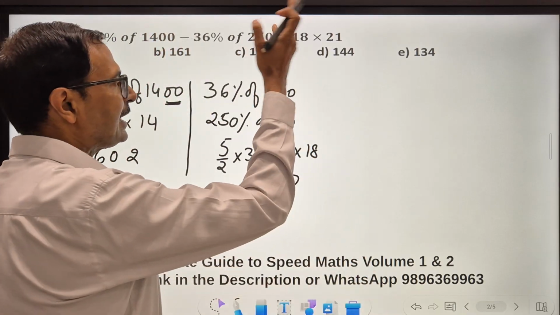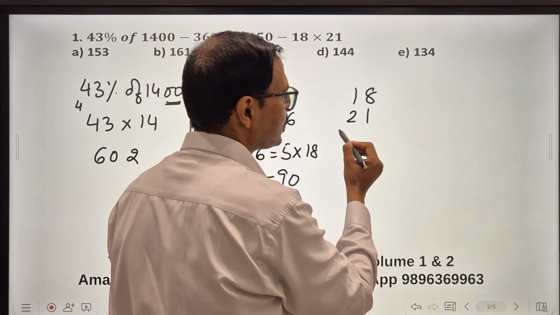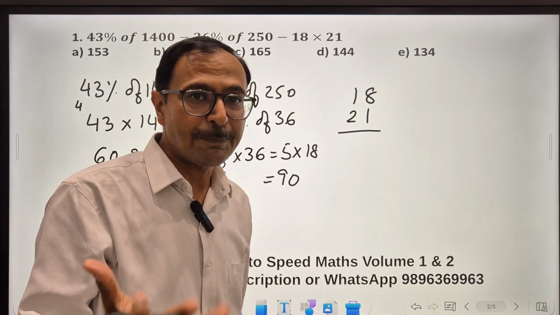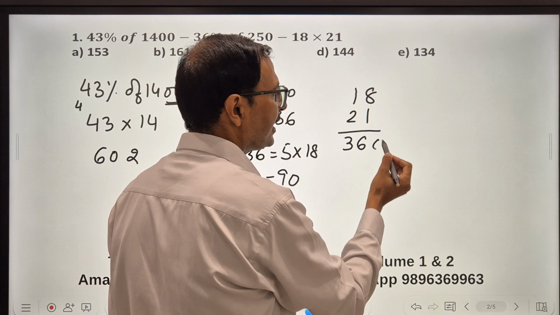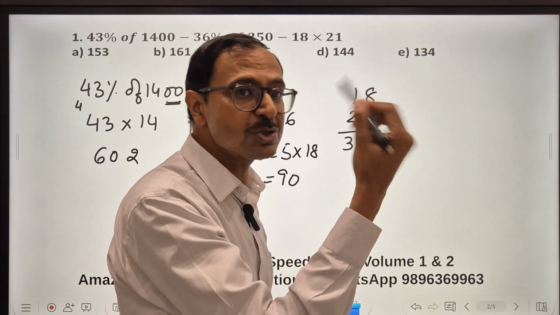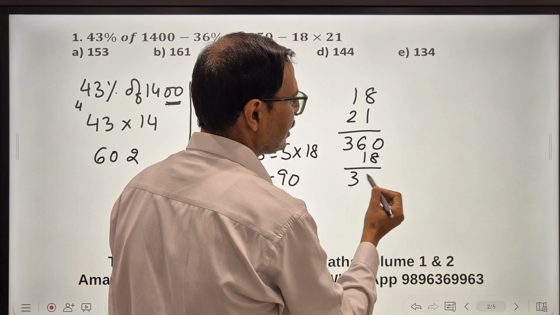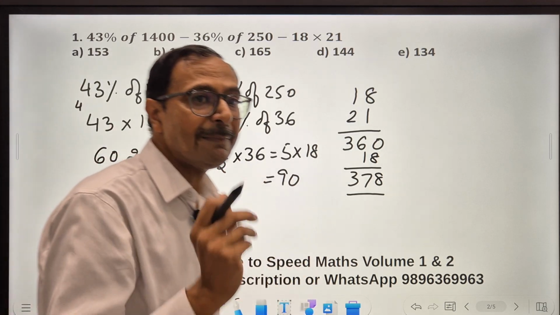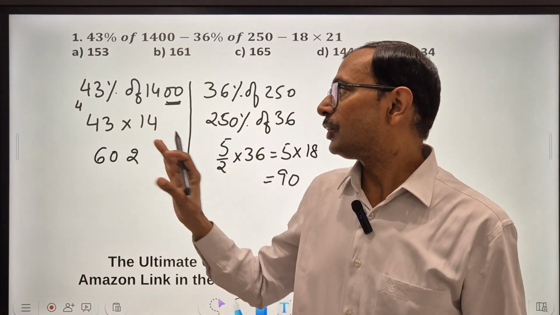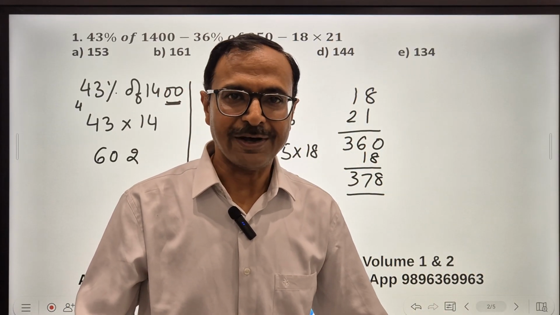And finally, 18 times 21, you can use the Vedic maths here if you don't know your tables well. But I will go by the place value method. That is 18 times 2 is 36 followed by a 0 because it is not 2, it is 20. And then 18 times 1 is 18, gives you 378. Now all these three parts have to be done mentally, and once you are able to get all the three parts separately correct, the answer is not far away.